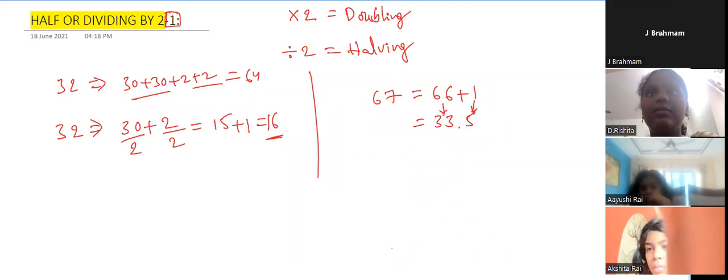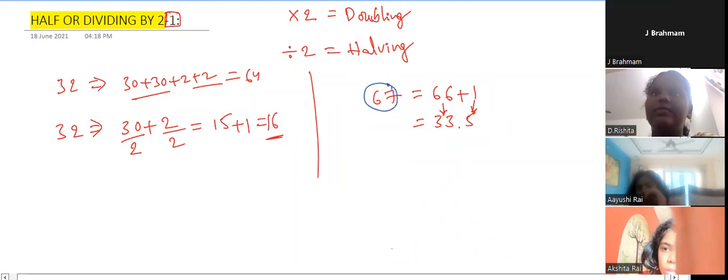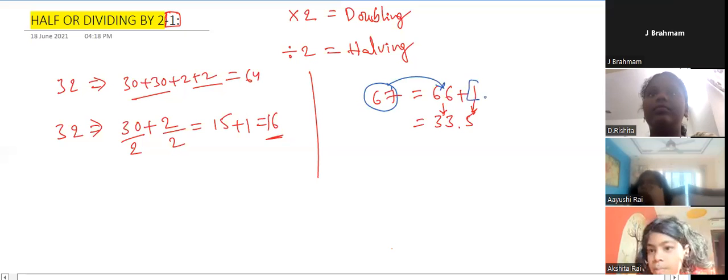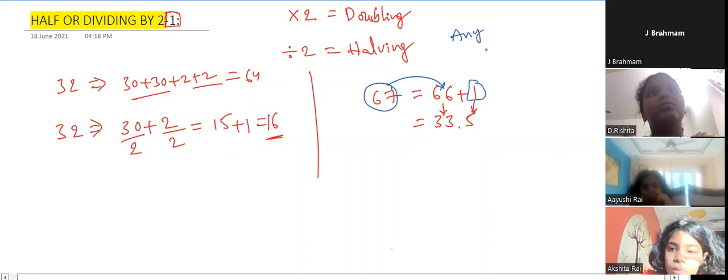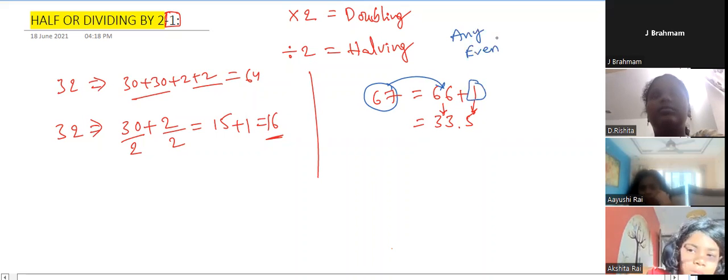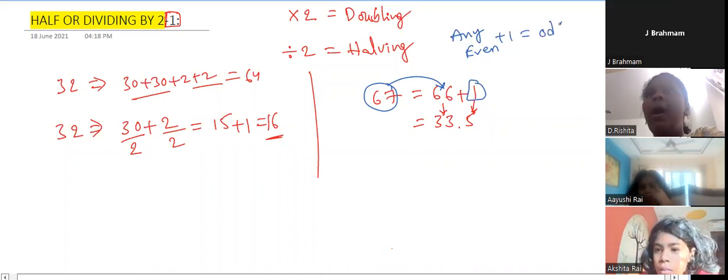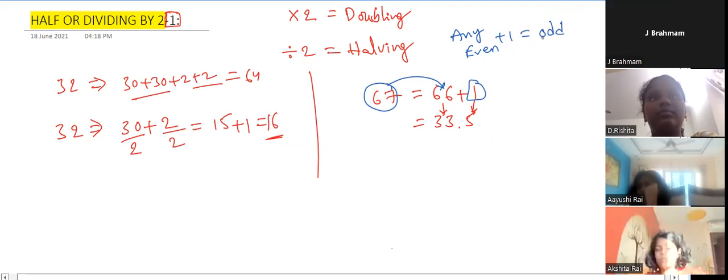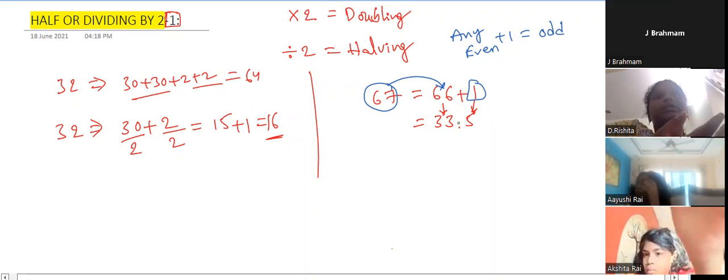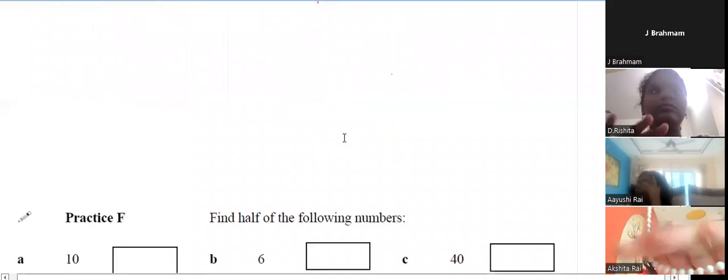So even though the given number is an odd number, we can make it an even number plus 1. Any even number plus 1 will give you an odd number. Yes or no? So we keep that 1 aside, consider the remaining number, and later add that 0.5. Done? Okay, let us do some exercises based on these points.